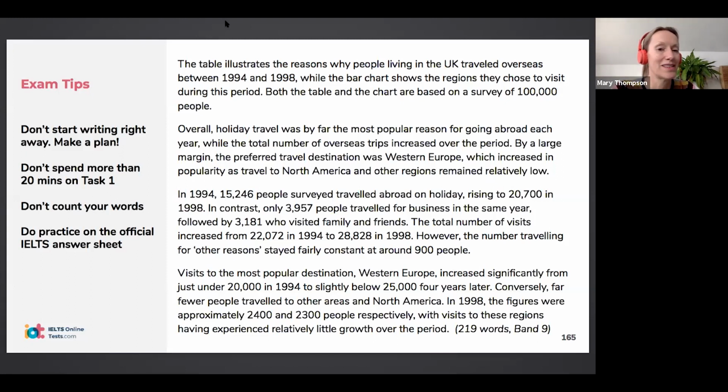A question there from Alice, how old are you guys? Well, I'm sorry. How old? I'm not telling you that. Let's keep this on IELTS, okay? Please.